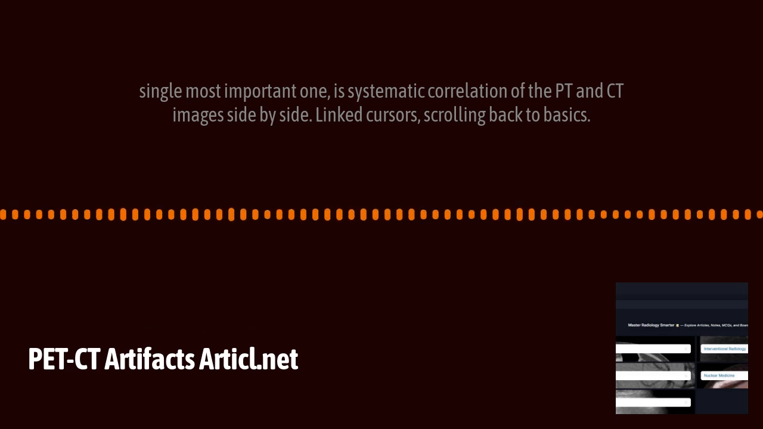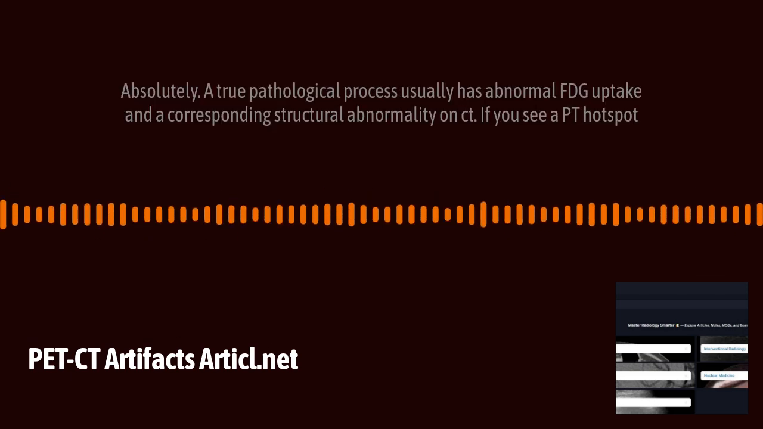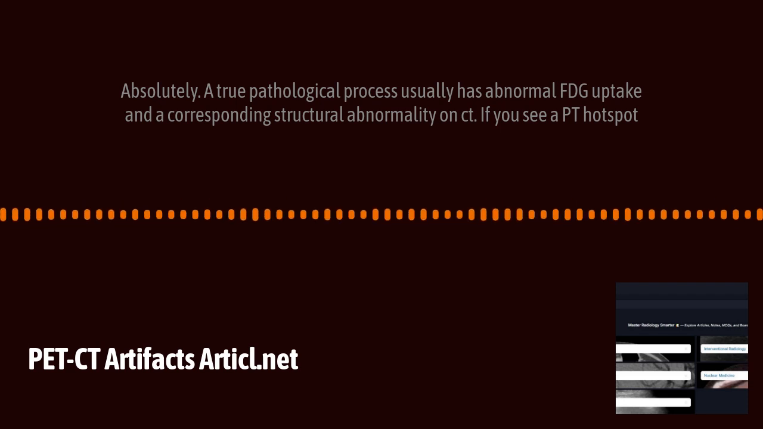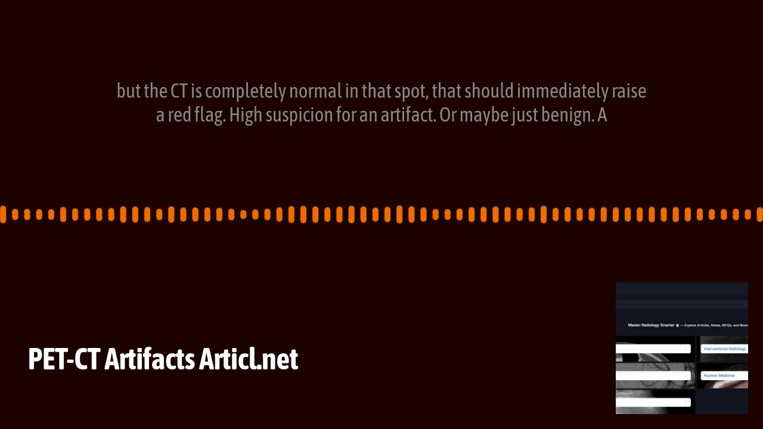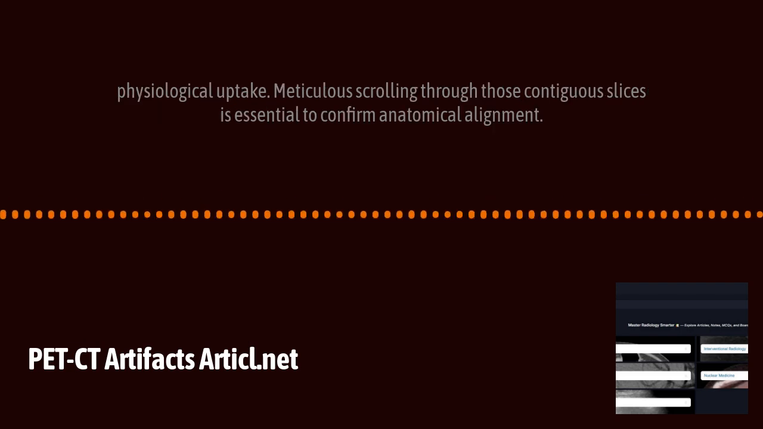Side by side, linked cursors, scrolling. Back to basics, essential. Absolutely. A true pathological process usually has abnormal FDG uptake and a corresponding structural abnormality on CT. If you see a PET hotspot, but the CT is completely normal in that spot, that should immediately raise a red flag. High suspicion for an artifact or maybe just benign or physiological uptake. Meticulous scrolling through those contiguous slices is essential to confirm anatomical alignment.